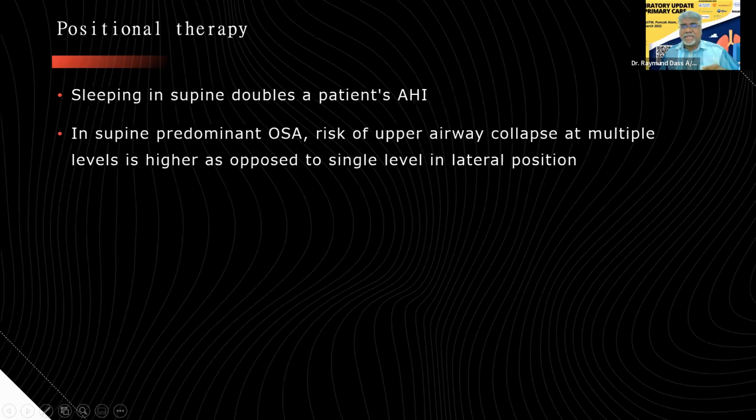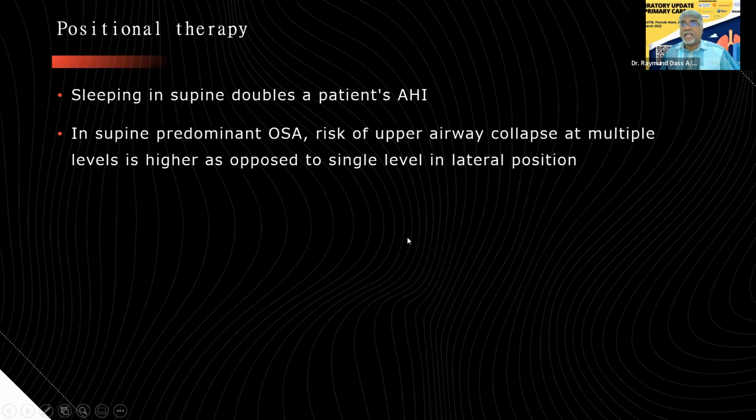Now, besides the CPAP therapy or positive airway therapy, we also have positional therapy. Sleeping supine doubles the patient's AHI, meaning that if they have an AHI of about 15, which puts them in a moderate category, it may become a severe 30 if they sleep supine. In a supine predominant OSA, the risk of upper airway collapse at multiple levels is higher, as opposed to a single level in a lateral position.